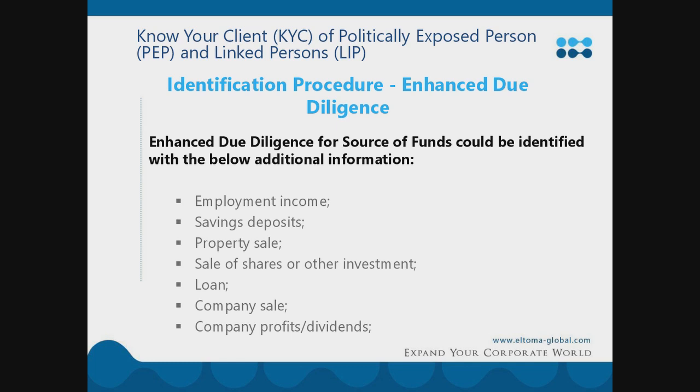Also, how identification of money could be done. It could be information about employment income, savings and deposits. If it's savings and deposits, again, you may ask to provide the confirmation of such deposits. Property sales, again, a contract or agreement that this property was sold. Sale of shares, loan, company sale, company profits and dividends. For all these there must be documents that could prove it, because again, a politically exposed person may be linked to money laundering. And first of all, you must secure yourself in this issue.